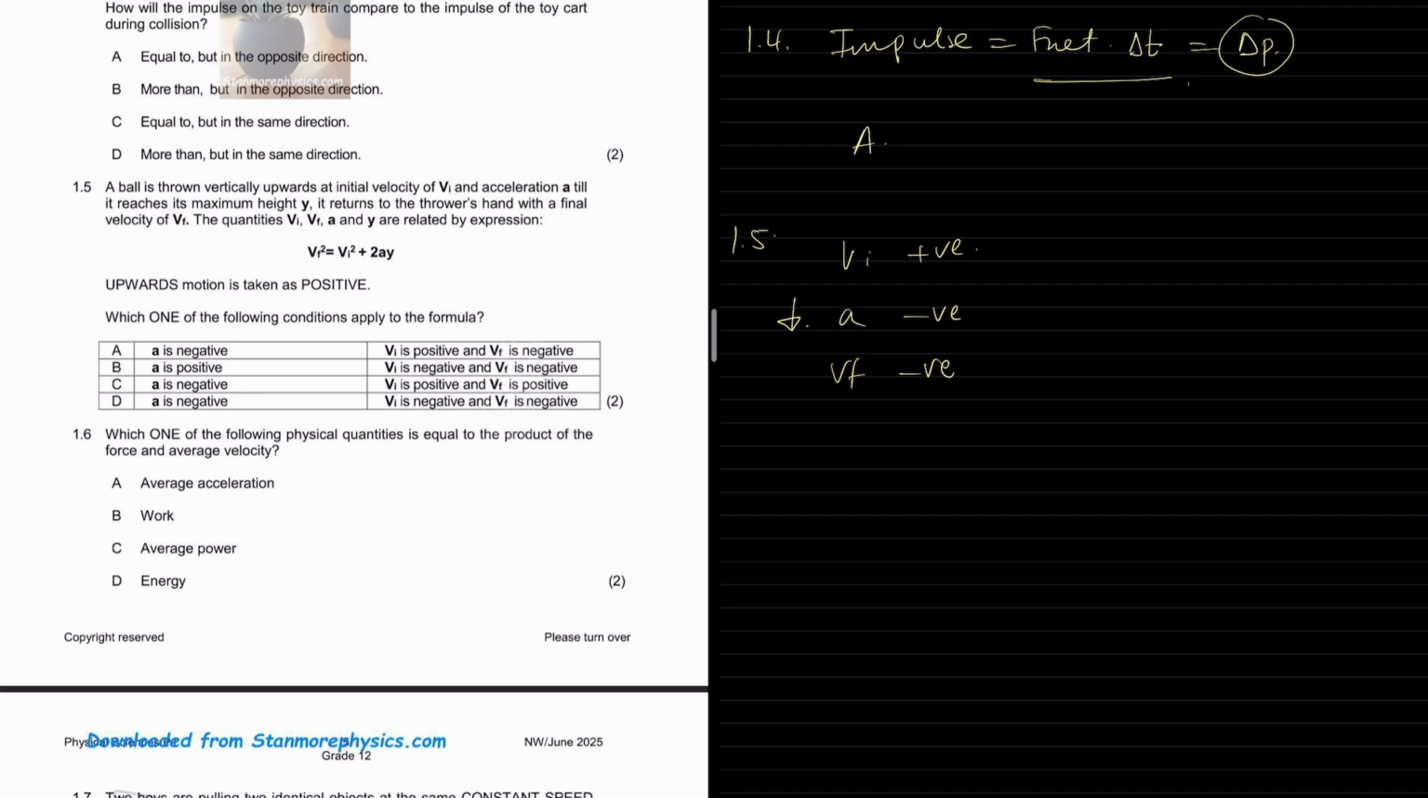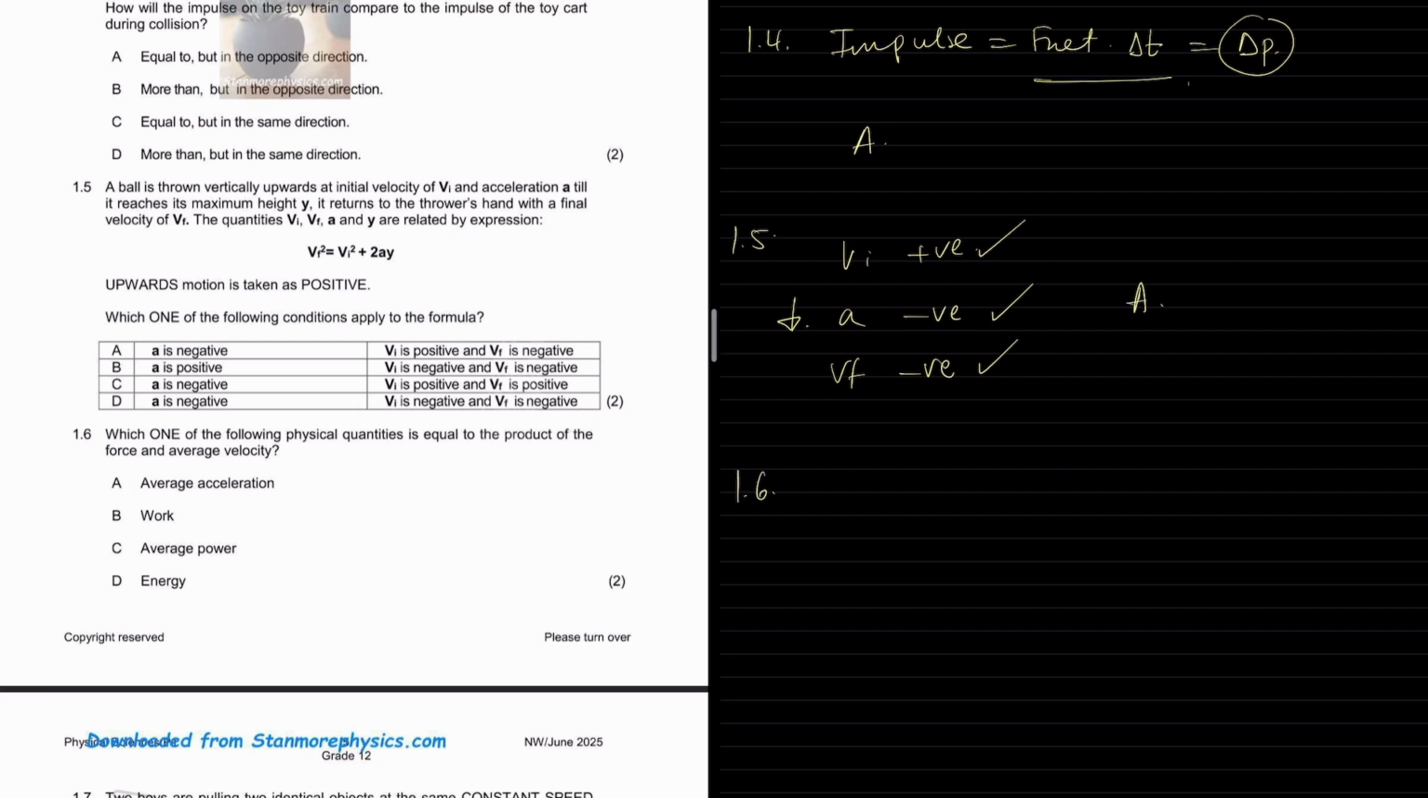Let's take a look at what they are talking about here. Which one of the following conditions apply to the formula? A is negative, that is true. Vi is positive, that is true. Vf is negative, that is true. So for 1.5, the answer is A as well.